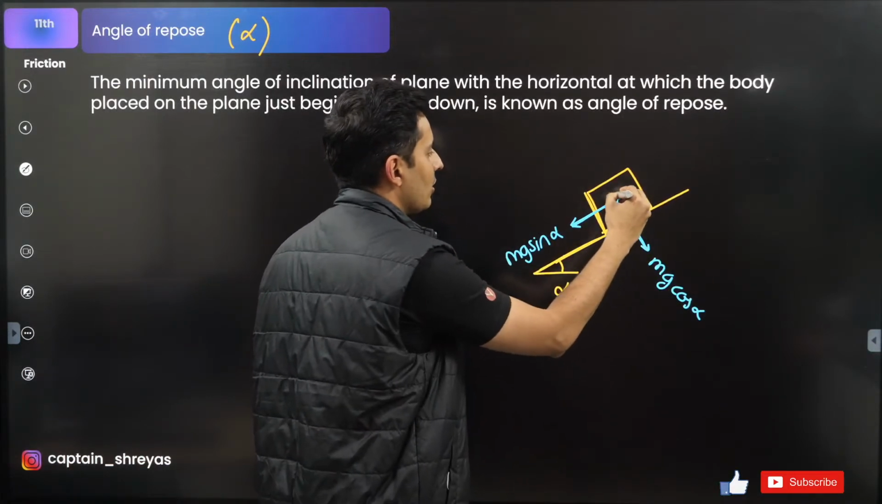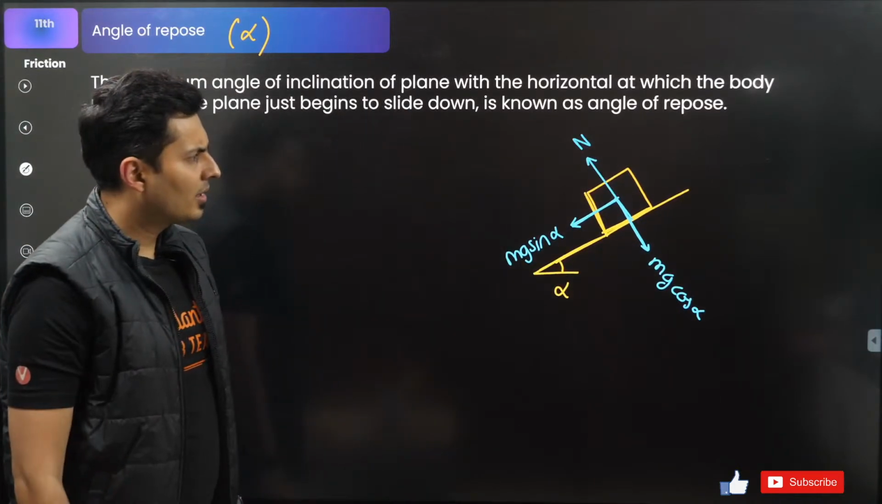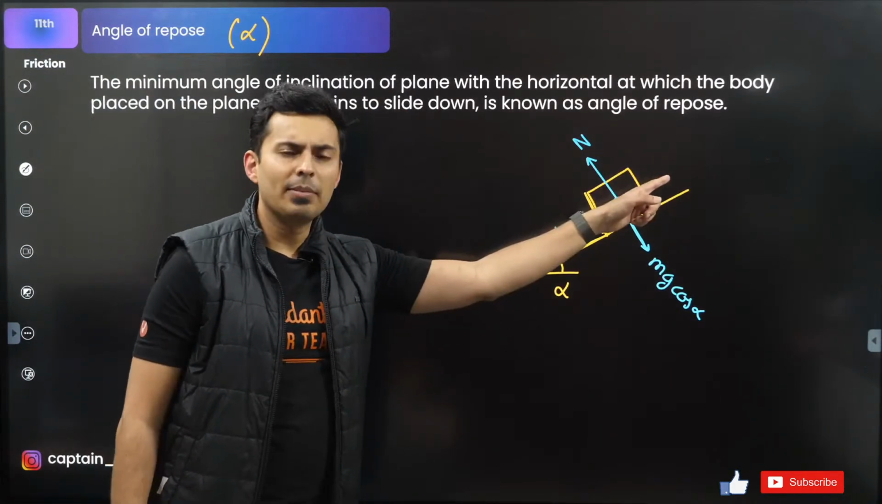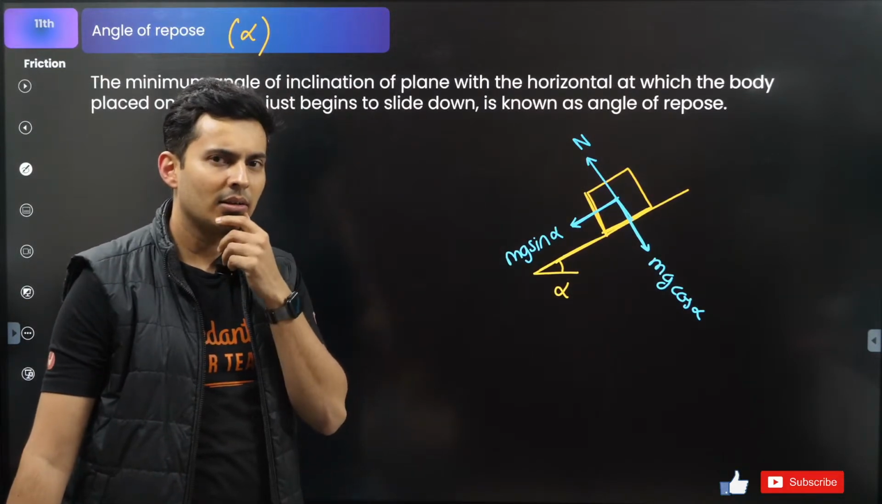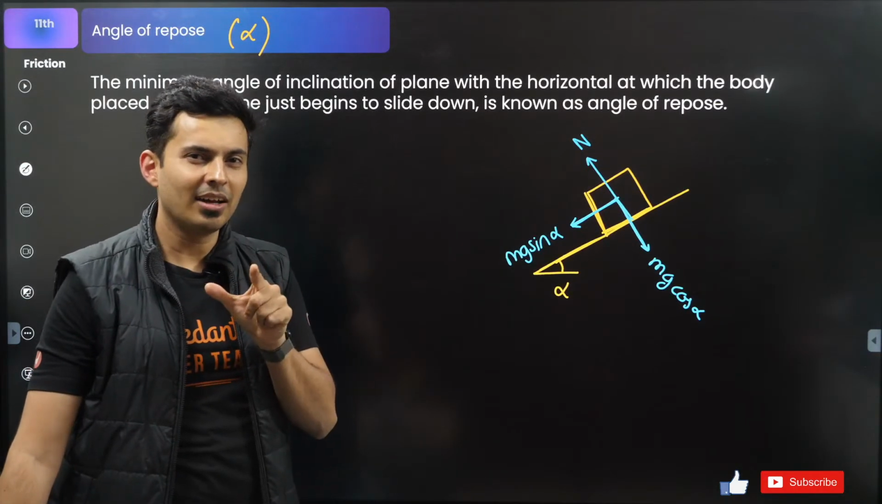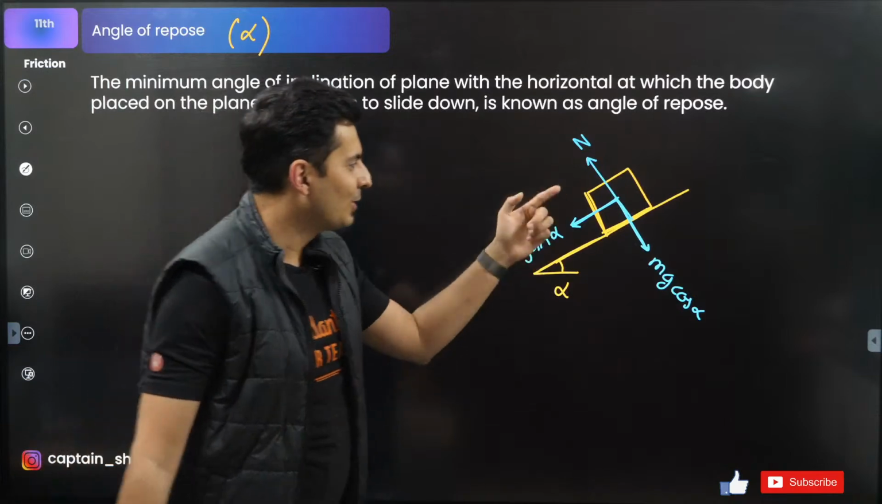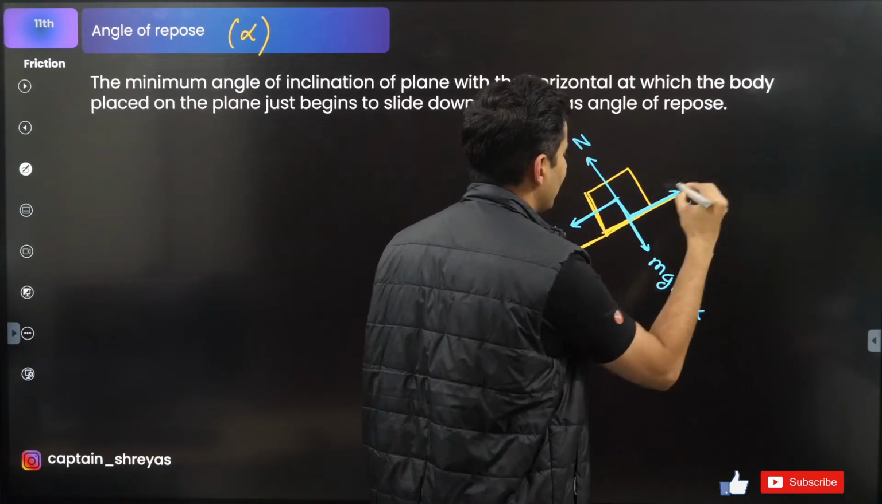Obviously there will be a normal force like this. Where do you think friction will act? Down or up the plane? Think, what is the tendency to move? You will get the answer. Because of the gravity, it wants to come down. Friction, evil guy, will always oppose. So obviously it will act up the incline. Up the incline. This is static in nature.